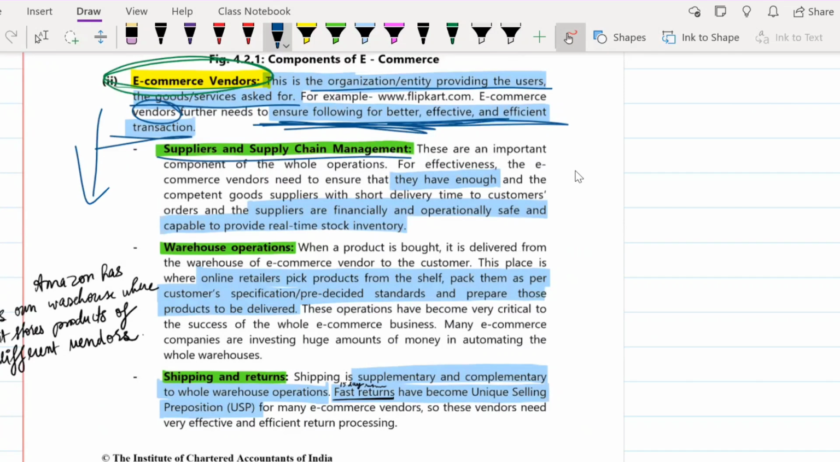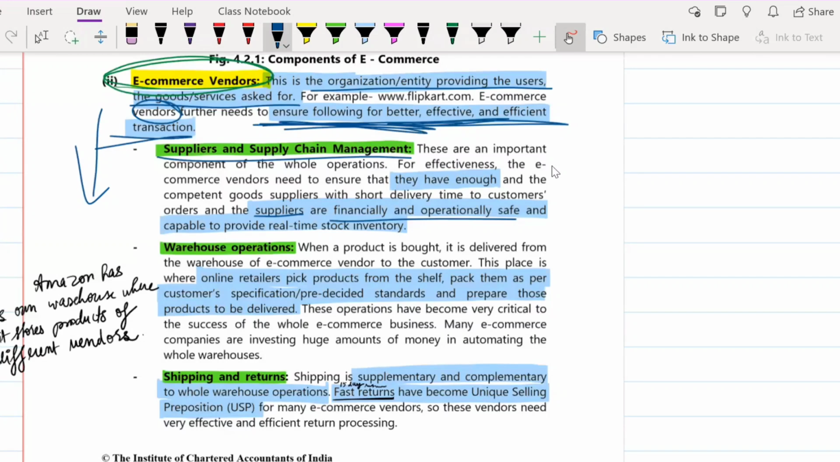Amazon must have sufficient suppliers who are financially and operationally safe, so that whenever we want something, it is available. Suppose the Great Indian Festival is going on in Amazon, and before 10 a.m. itself, all the suppliers have run out of stock. That will be a big business hit to Amazon, because that day they could have made so much sales, but because of the poor capacity of the suppliers, this happened.